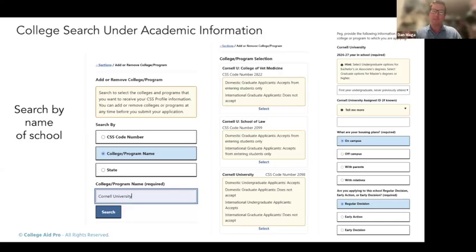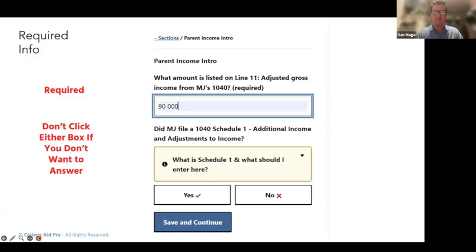But if you submit the CSS to Cornell regular decision and your kid actually ends up applying early decision, it's not going to have any negative impact on financial aid or anything. So, do your best to put how you think the kid's applying, but if it ends up being inaccurate, not a big deal. There's much bigger mistakes you can make, I guess I'll say.